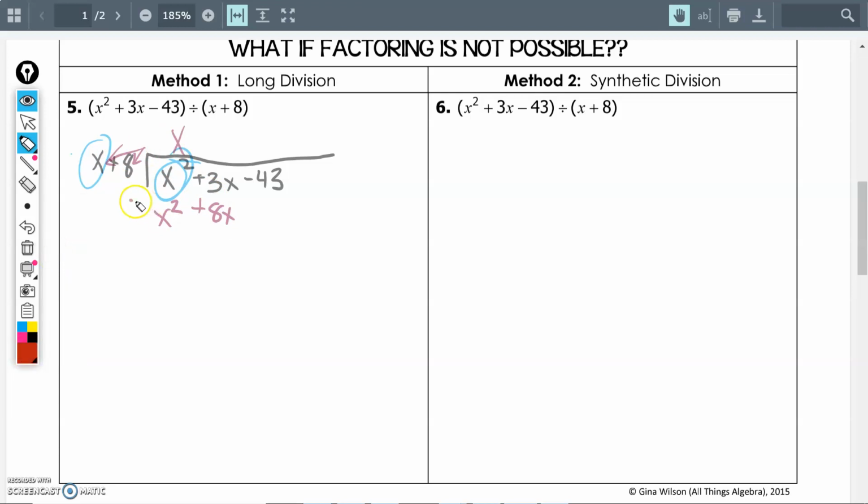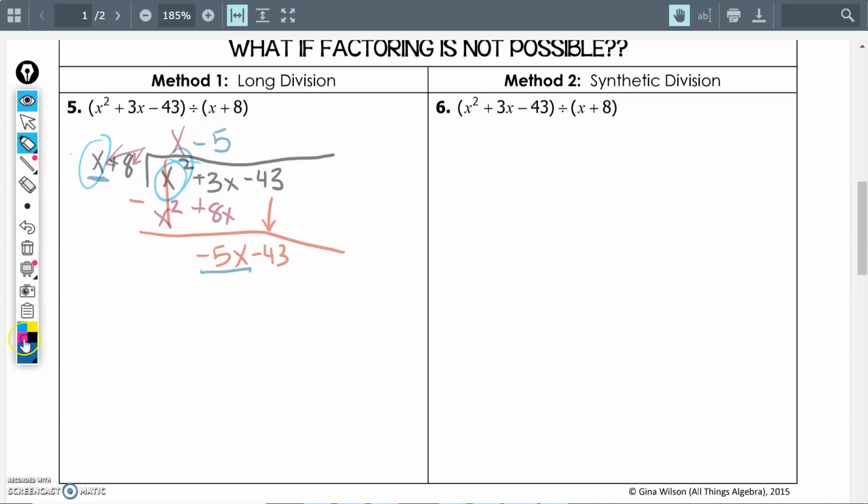Then we subtract. X squared minus x squared is nothing. 3x minus 8x is negative 5x. And then, you guessed it, yep, we bring down what we have left over. Now again, we focus just on the first terms. So what do we need x to turn it into a negative 5x? We need to multiply it by a negative 5.